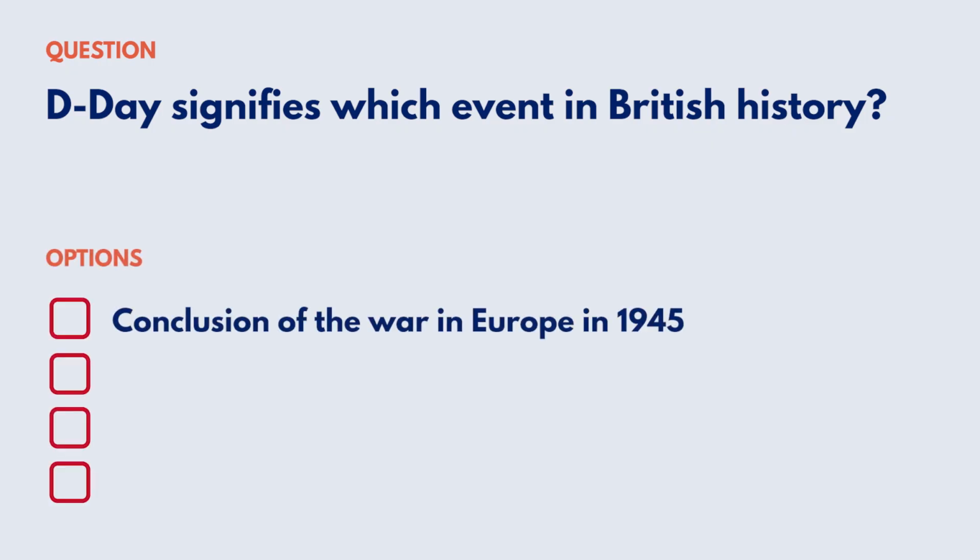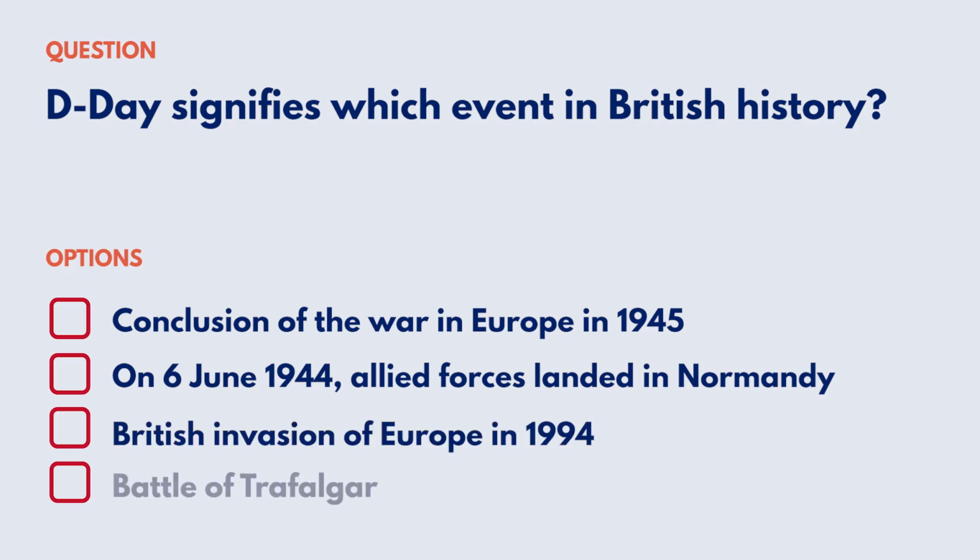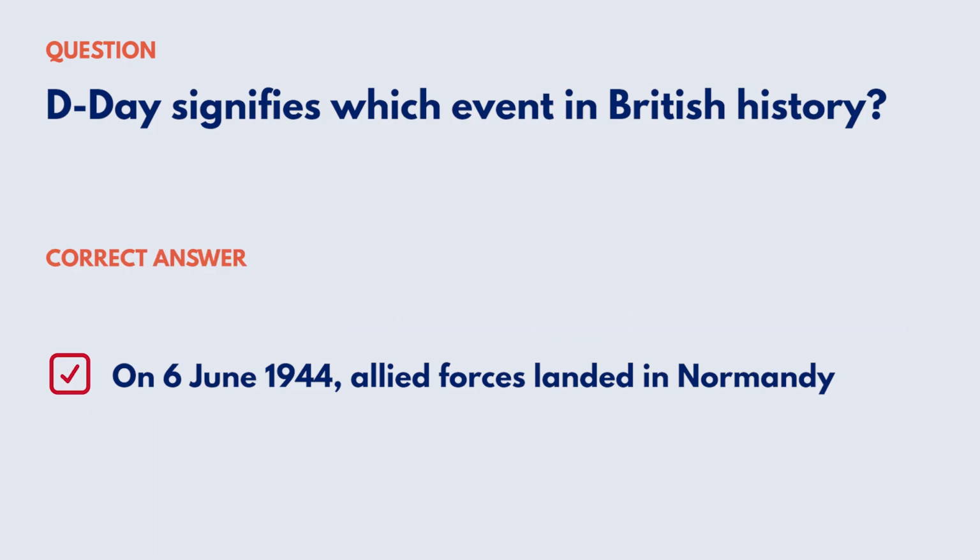D-Day signifies which event in British history? Conclusion of the war in Europe in 1945. On the 6th of June 1944, Allied forces landed in Normandy. British invasion of Europe in 1994. Battle of Trafalgar. Correct answer: on the 6th of June 1944, Allied forces landed in Normandy.